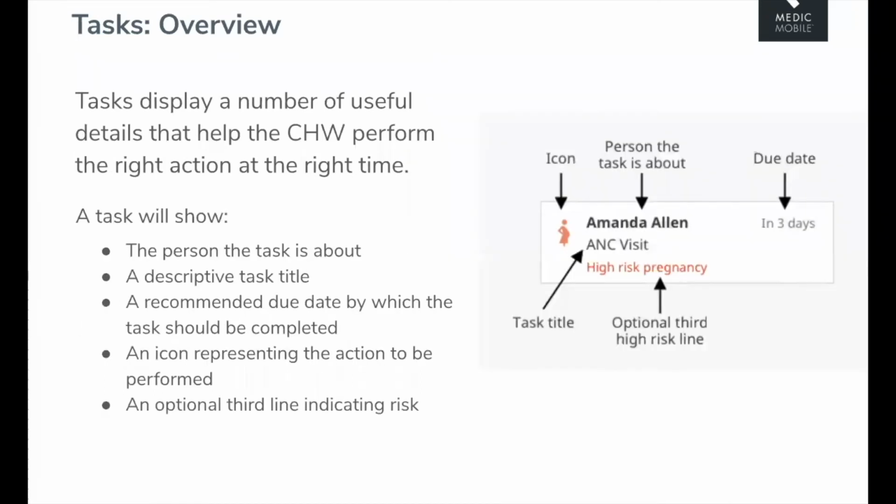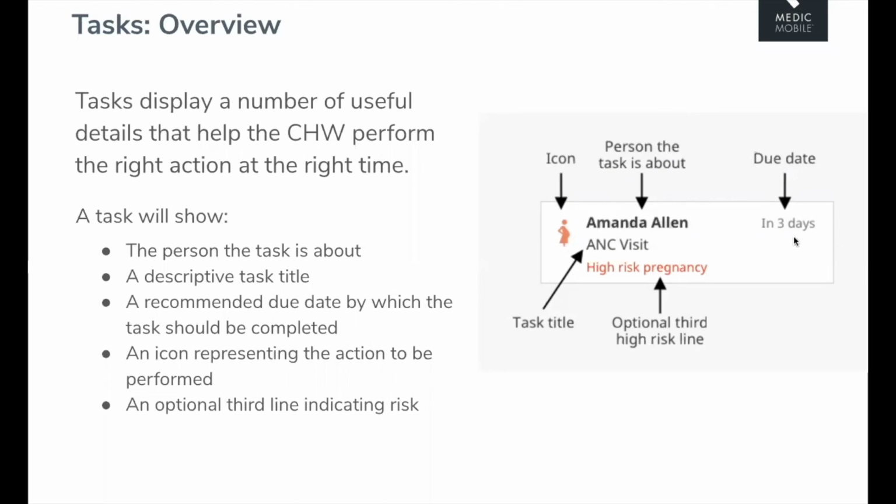The task itself would contain the person the task is about. You'd have the name of the person the action is supposed to be performed on. In this case, we have a pregnant woman, Amanda, and she needs to go for an ANC visit, which is the title of the task. It's meant to be descriptive, so you know what you're supposed to be doing for this person. Then there's an icon, which is meant to be descriptive and make someone immediately know what type of task this is. That appears alongside the title and the name of the person.